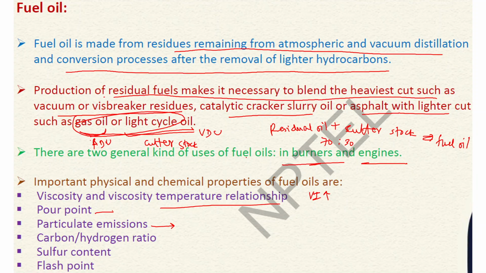That is, the amount of sulfur, amount of nitrogen, and metal traces will be much higher compared to the lighter cuts. So particulate emission should be there, but it should be minimized. Then carbon to hydrogen ratio. Similarly, in the heavier cuts, the carbon amount is much higher compared to hydrogen, so the carbon hydrogen ratio is higher in these residual fuels. Sulfur content is comparatively higher in these fuel oils compared to the lighter cuts. And the flash point should be high to prevent any fire hazard.